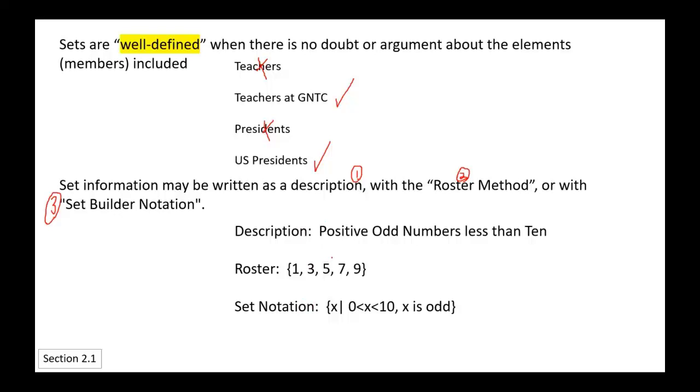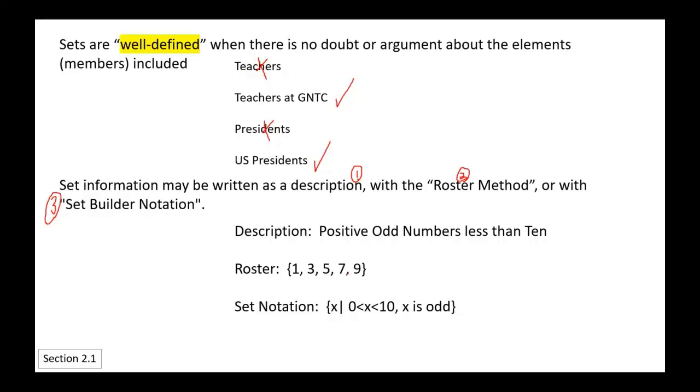So if you wanted to describe this particular set, you could say positive odd numbers less than 10. That's the description. However, the roster actually lists those positive odd numbers less than 10. We've got little braces here, which are curvy on the edges, and we've got 1, 3, 5, 7, and 9. Now this last one is set notation, and it shows that it is between 0 and 10 and that it is odd. So you have to stay between those 2 numbers, and it has to be an odd number. So this is set notation.